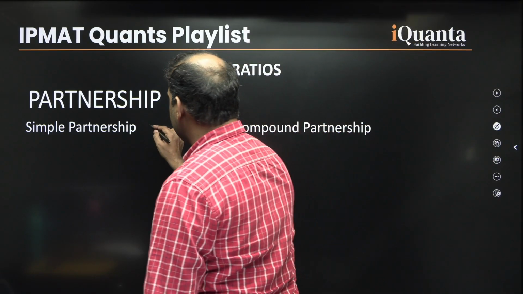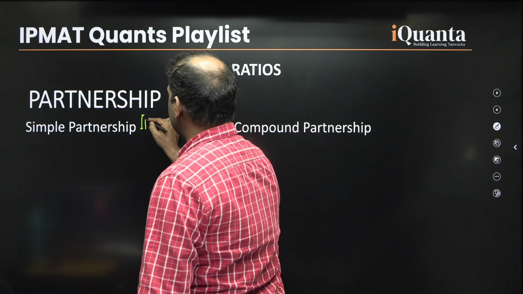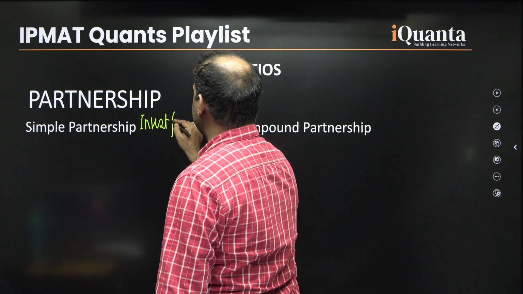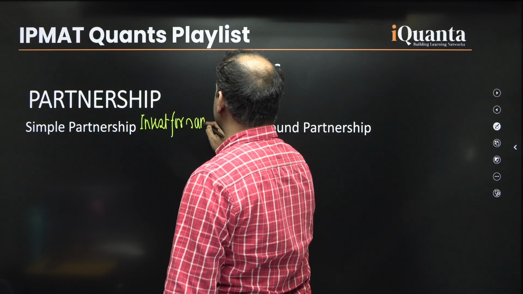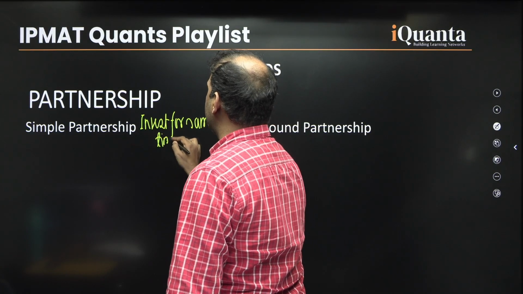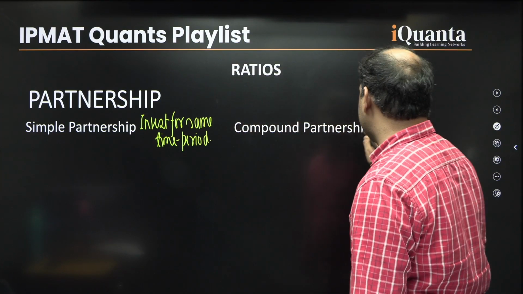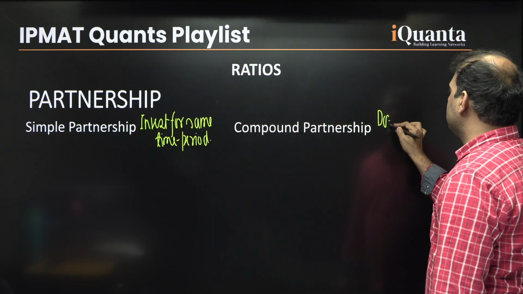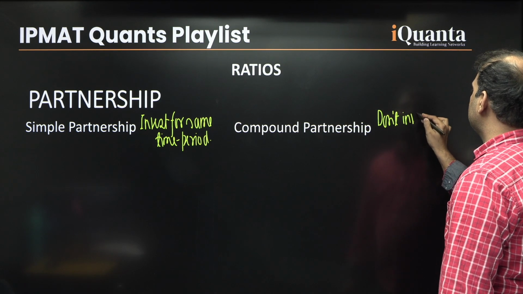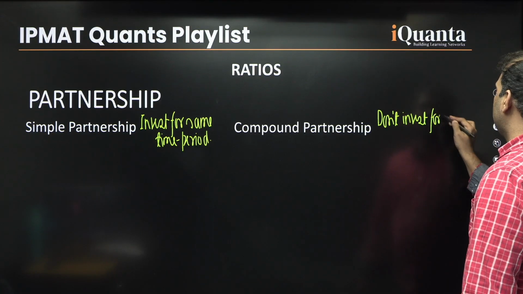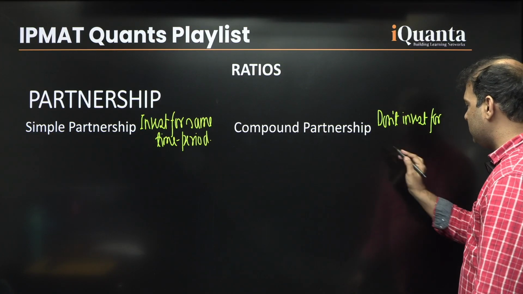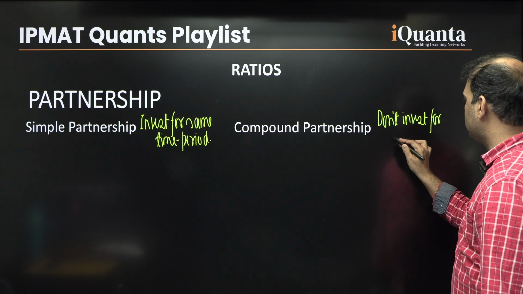So guys, the simple partnership is the one in which the partners basically invest for the same time period, right? They invest for the same time period. And on the other hand, in the compound partnership, partners do not invest for the same time period. Let me write here, don't invest for same time period, right? Okay, now how does it work in terms of the numbers, right? Let me quickly write that as well.